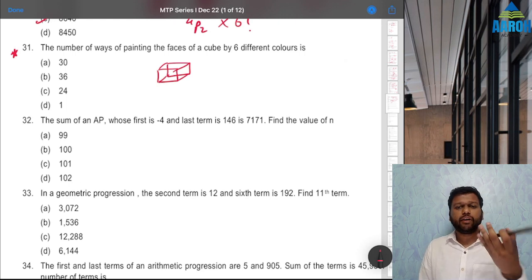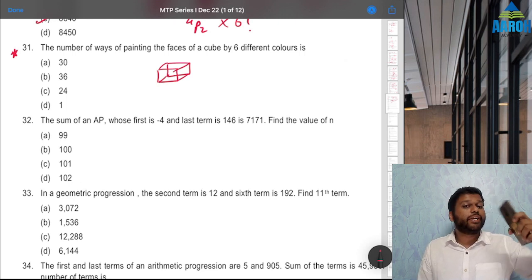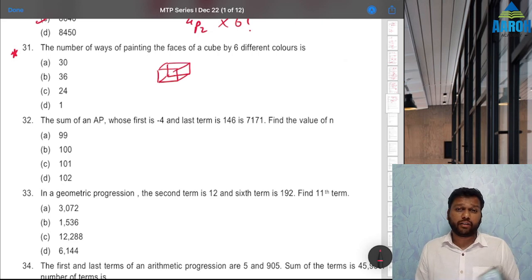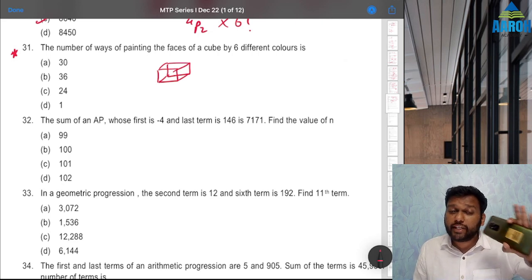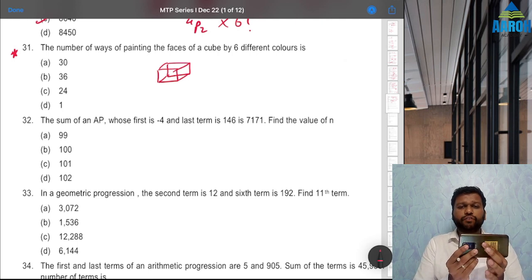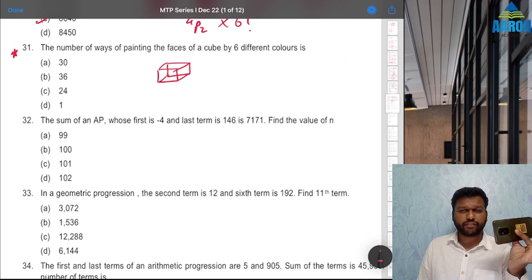So if you rotate a cube, it does not matter. So it is like circular permutation. If you rotate a cube, it does not matter. So concentrate, you have to think of it as circular permutation. How do we do that? Let's fix the position of the cube like this.